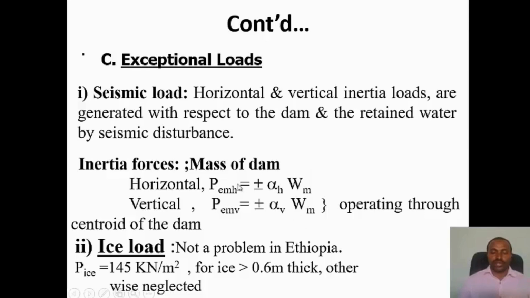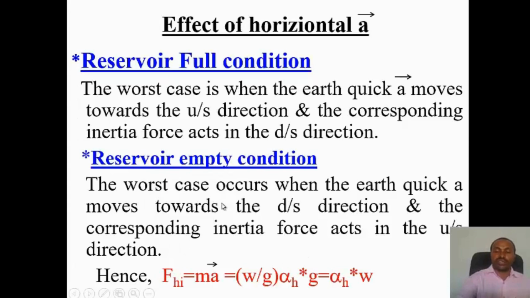This is the total weight, operating through the centroid of the dam. Otherwise, if it is not operating, the dam may fail by earthquake. Ice load is actually not a problem in Ethiopia, but take the pressure of ice as 145 kilonewtons per square meter for ice more than 0.6 meter thickness. Otherwise, you can neglect it. The next topic is the effect of horizontal acceleration. We will see the reservoir full condition and the reservoir empty condition in the next slide.